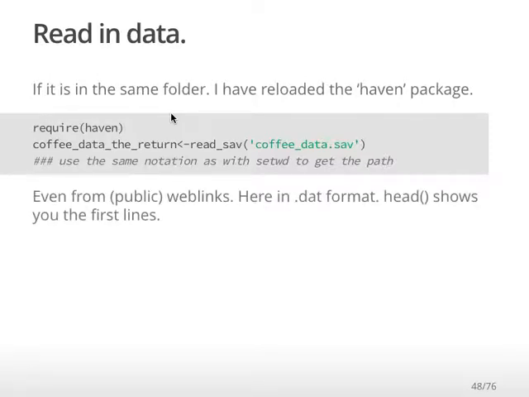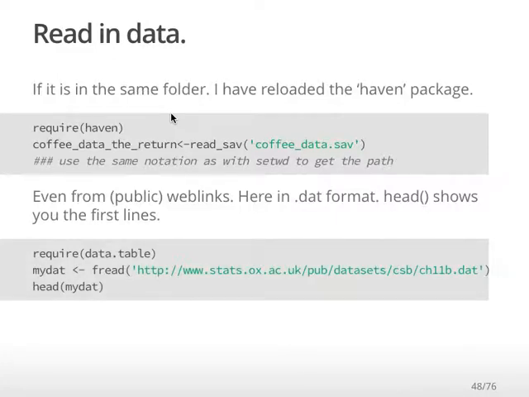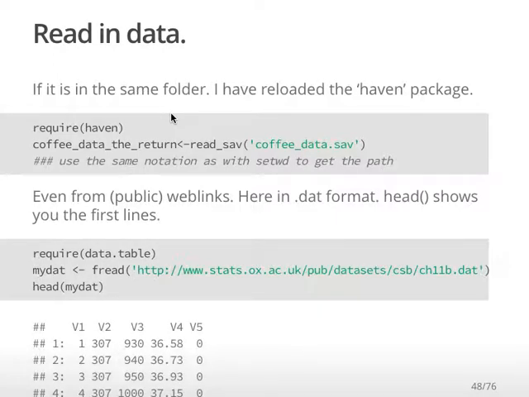This reading in data also works even from hyperlinks. In this case, it's a .dat format, and so we can use a package called data.table, and this will read in the data by the fread function directly from a web link online. That's something which would be very difficult to do directly in SPSS, for example. And if we use head, we can see the first lines of the data that we imported.